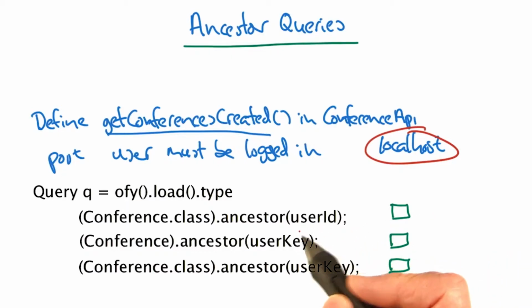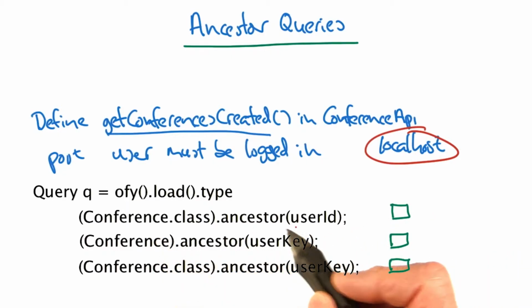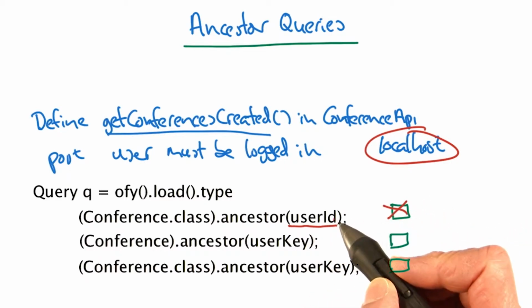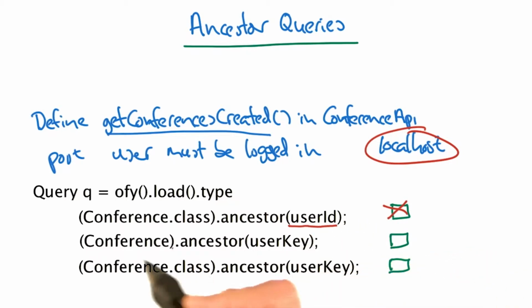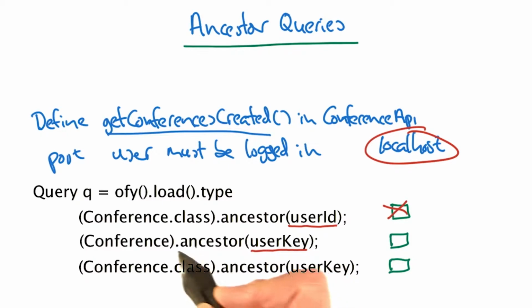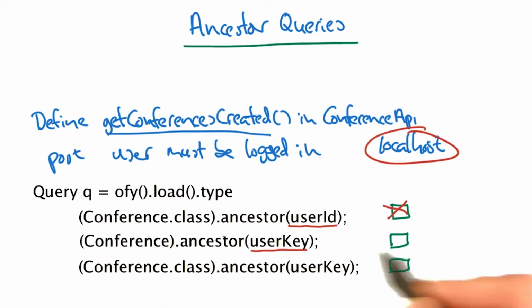So let's take a look. Is this statement correct? No, because here we're passing the user ID and that's not correct. You have to pass the key of the ancestor. So here, is this code correct? We are passing the user key, so that's right, but oh, something's missing here. It needs to be conference.class, not just conference.